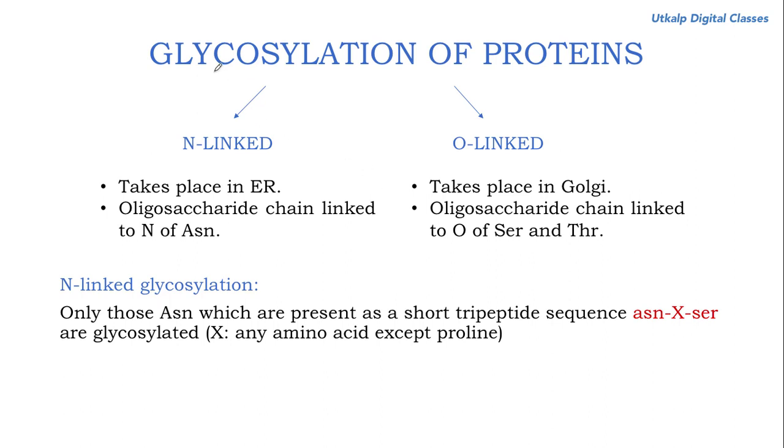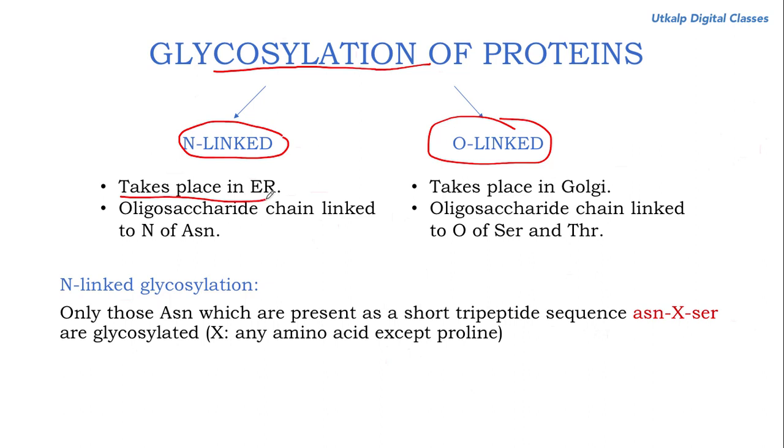Next function of the rough endoplasmic reticulum is glycosylation. So protein glycosylation means the attachment of a protein with carbohydrate moieties. There may be one or two or more than two carbohydrate moieties being attached to a protein, and this process where a carbohydrate or a sugar is attached to a protein is called glycosylation. So there are two types of glycosylation present in the cell: N-linked glycosylation and O-linked glycosylation. N-linked glycosylation takes place in the rough ER, and O-linked glycosylation takes place in the Golgi.